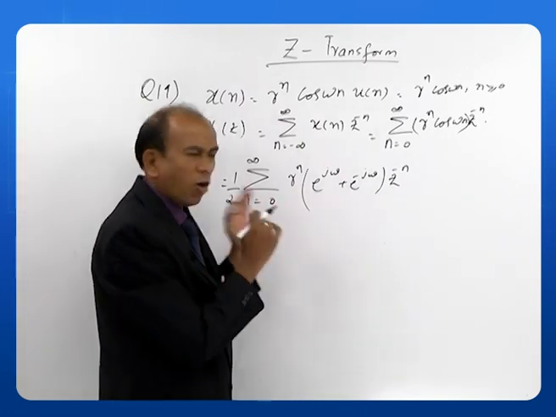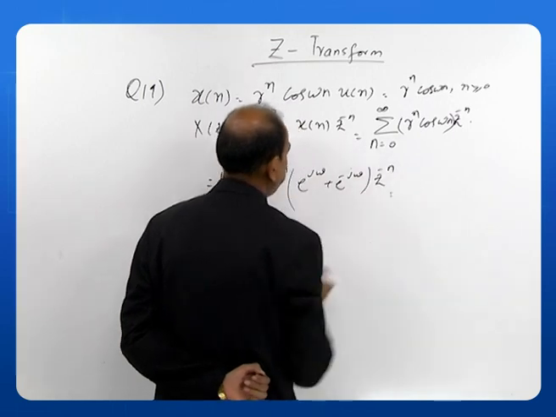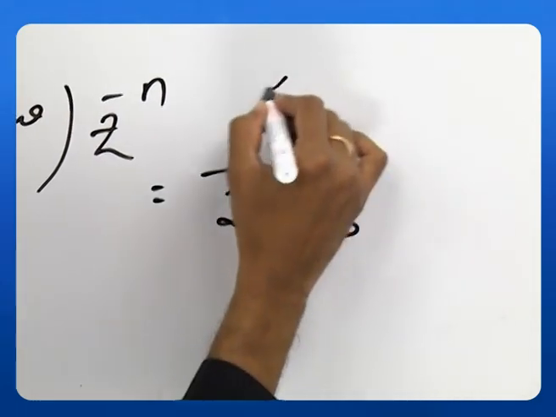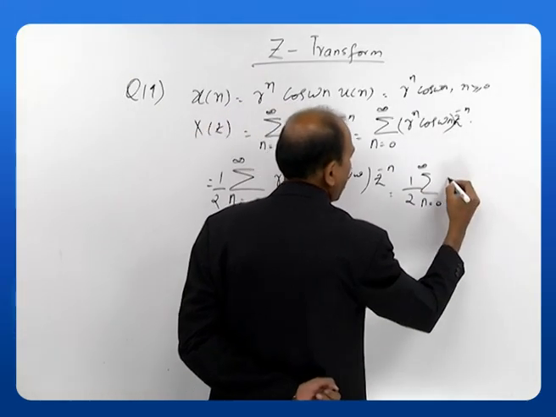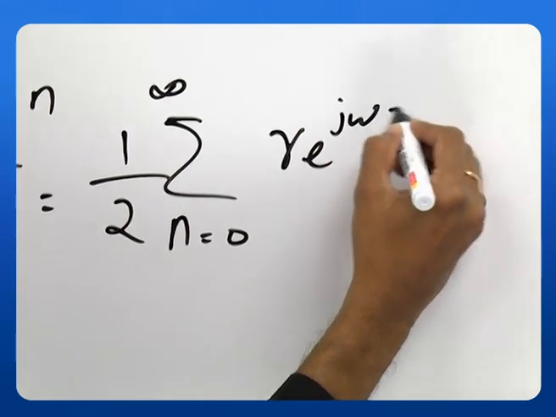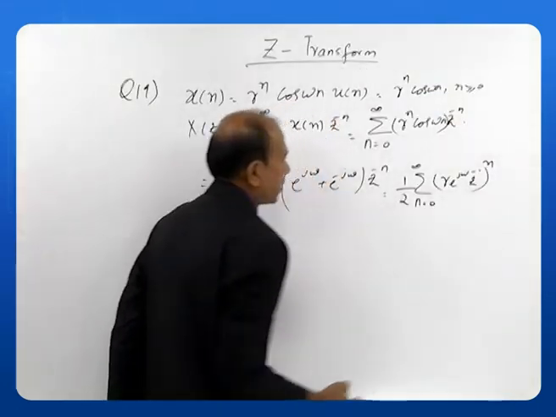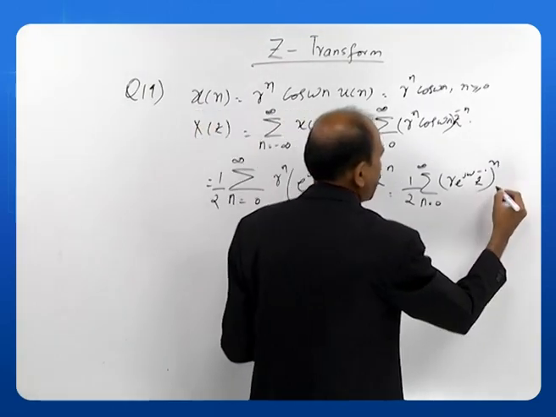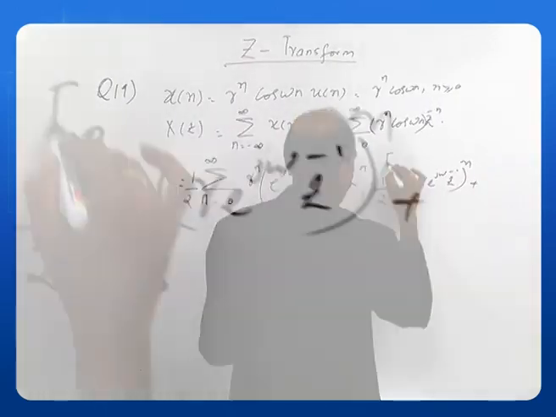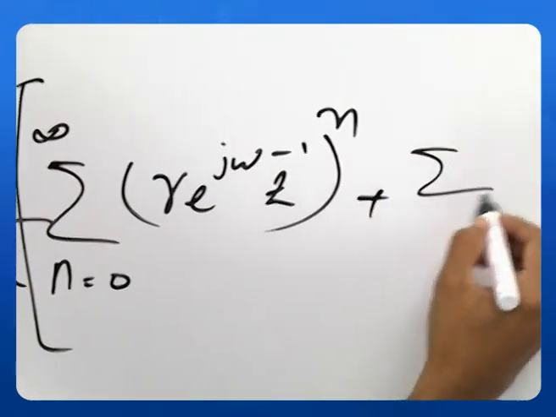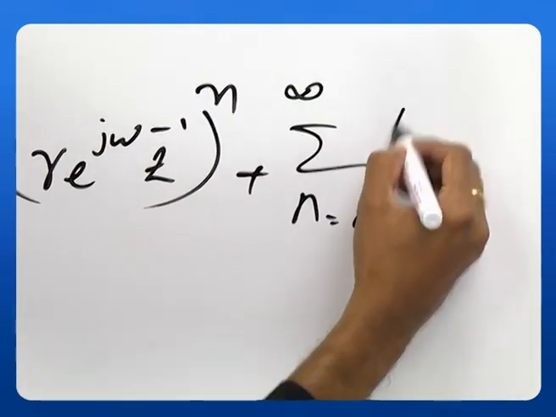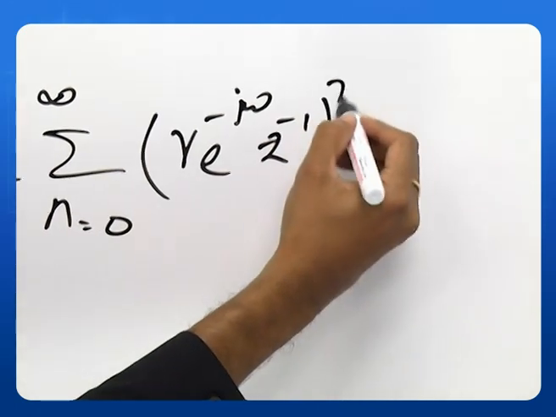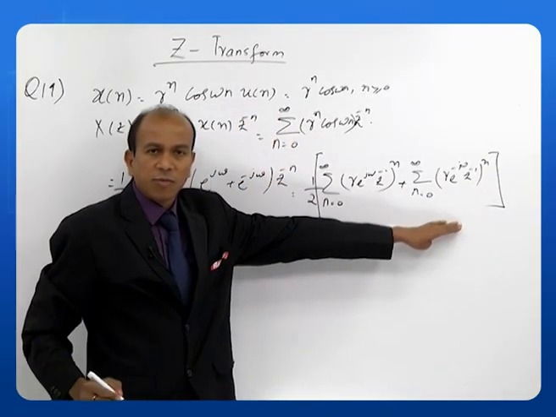Let us take n common here. So, I can write this as half, summation n equals 0 to infinity, of (r e to the power of j omega z to the power of minus 1) whole to the power of n. So, we are taking care of the first term. Then we can look at the second term also. Let us put a square bracket here. That will be the summation n equals 0 to infinity of (r e to the power of minus j omega z to the power of minus 1) whole to the power of n. So, we have two terms here.